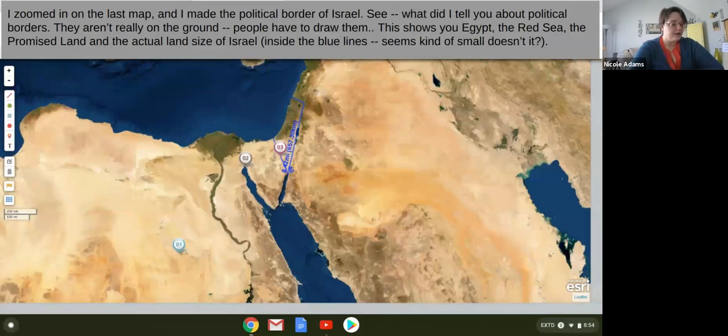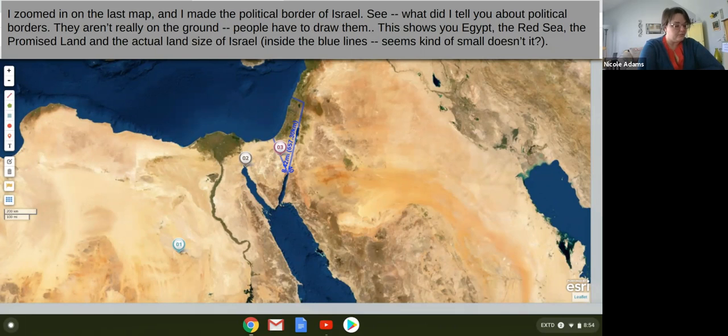Now, some things might start to make a little more sense to you once we have zoomed in even further. See the numbers? Those are the same places we just talked about. Egypt, the Red Sea, the Promised Land. Now see the blue lines? Inside those blue lines is Israel. It became Israel in those days, and it is still Israel today.